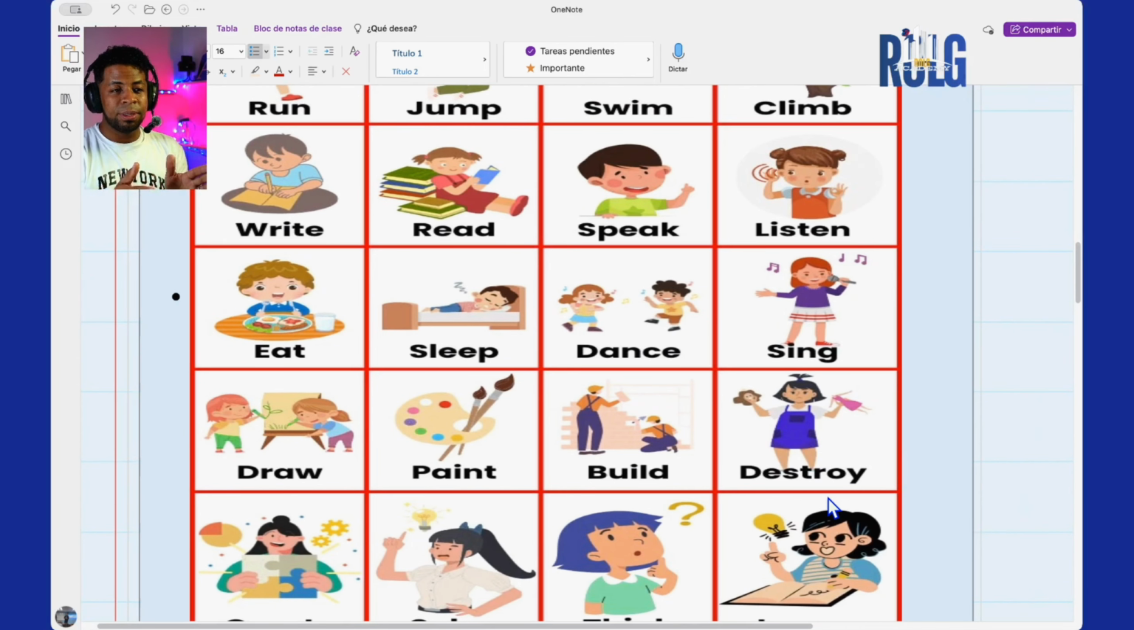So these verbs are a combination. It's a list composed of different verbs. But you have to know whether they are regular or irregular verbs, you know?